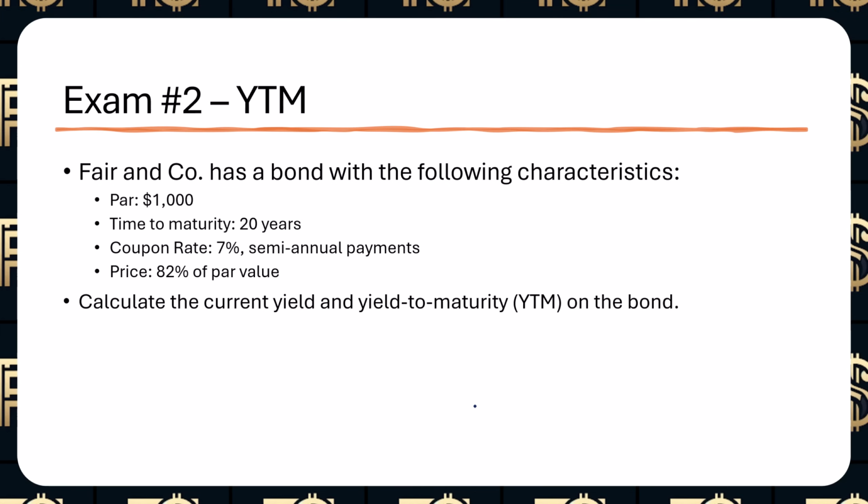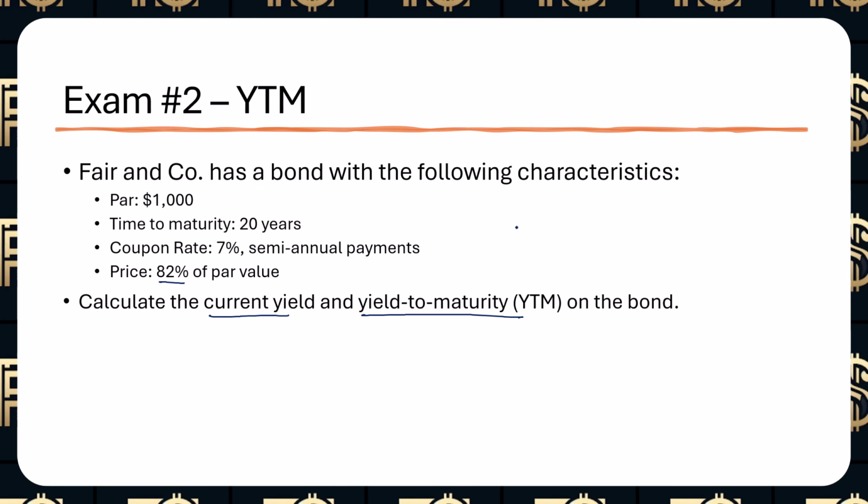Fair & Co. has a bond with the following characteristics: a par value of $1,000, time to maturity of 20 years, a coupon rate of 7%, paid semi-annually, and a price of 82% of par value. We know that this bond is trading at a discount to its par value. We are tasked with finding the current yield and the yield to maturity.